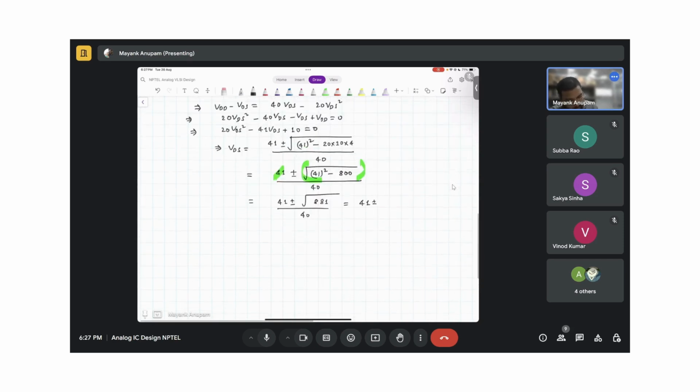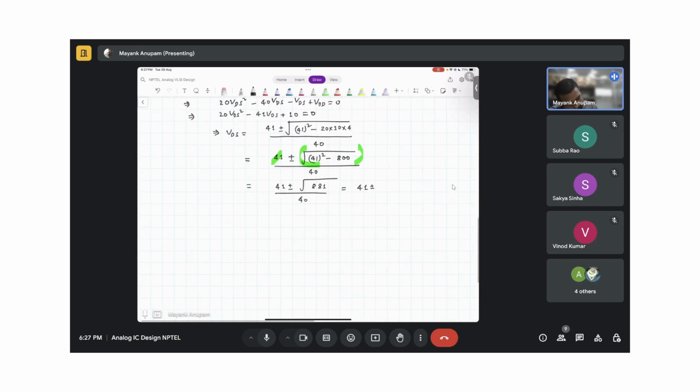Okay, fine. So what is VDS? VDS is 41 plus or minus 29.68, divided by 40, correct? Alright.